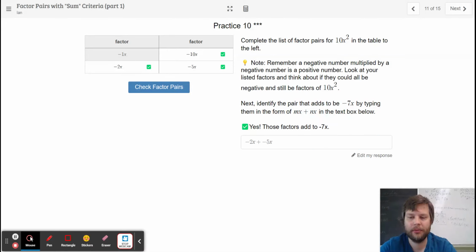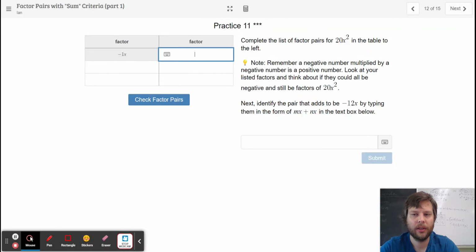So this is something to watch out for as we practice factoring. Sometimes you're going to have things that multiply to make a positive number, but then also have to add to be a negative number. If that's the case, then both of your factors need to be negatives. Two negatives multiply to be a positive, but two negatives add to be a negative.